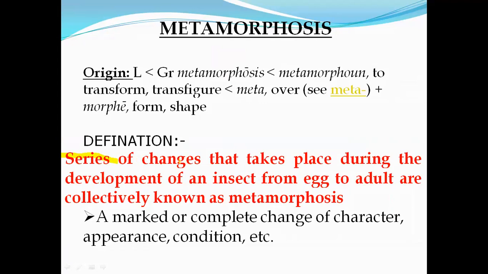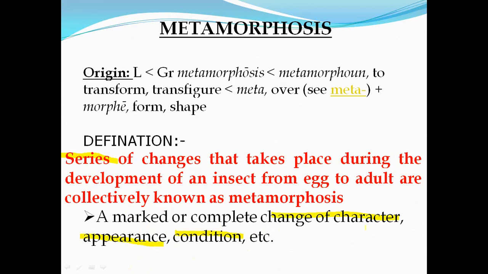There are continuously some basic stages formed, and there is a marked or complete change in character, even in the different appendages and in appearance. So some changes occur in character or development, and from egg to adult, from birth to maturity, this whole process is called metamorphosis.